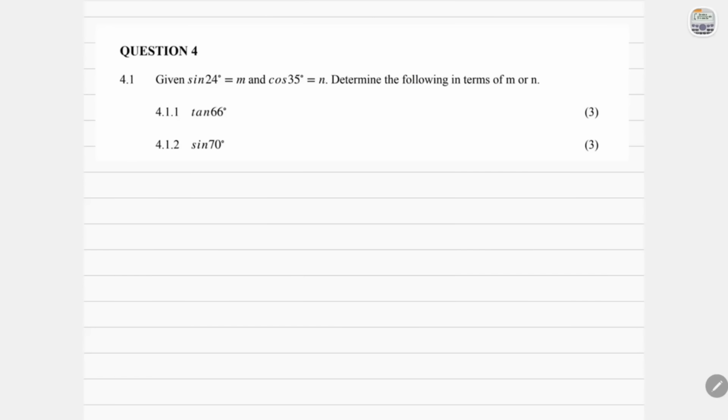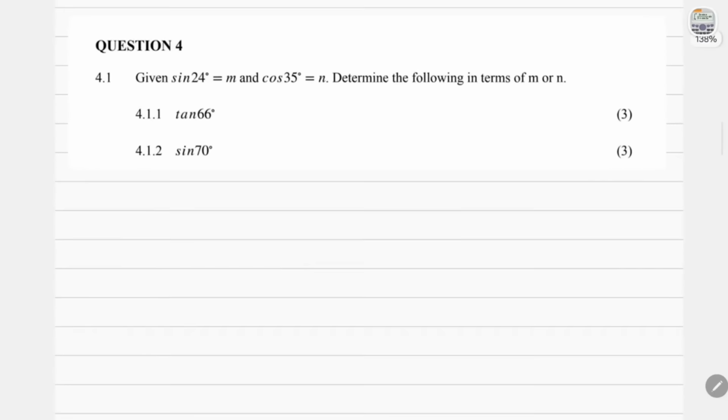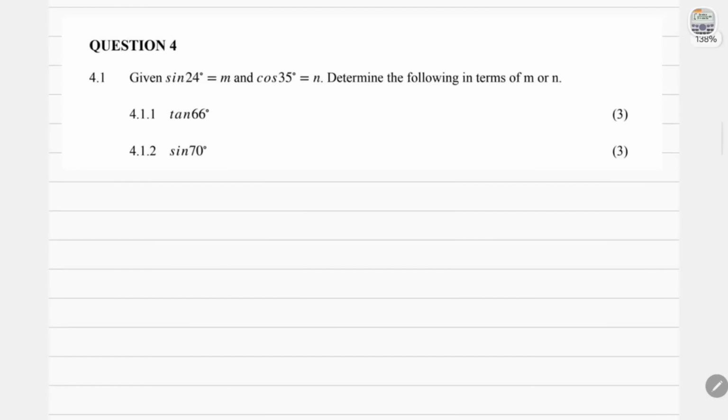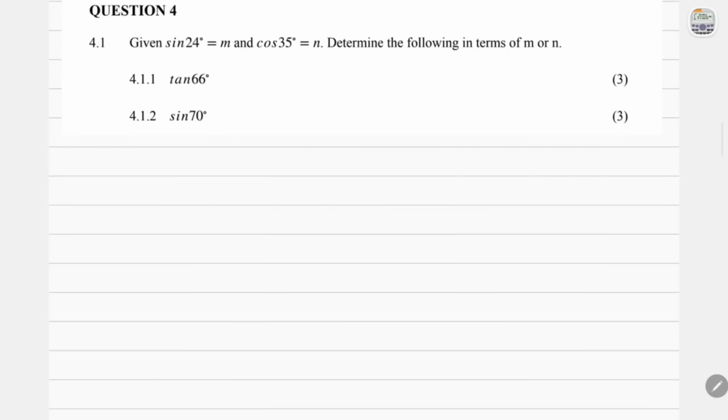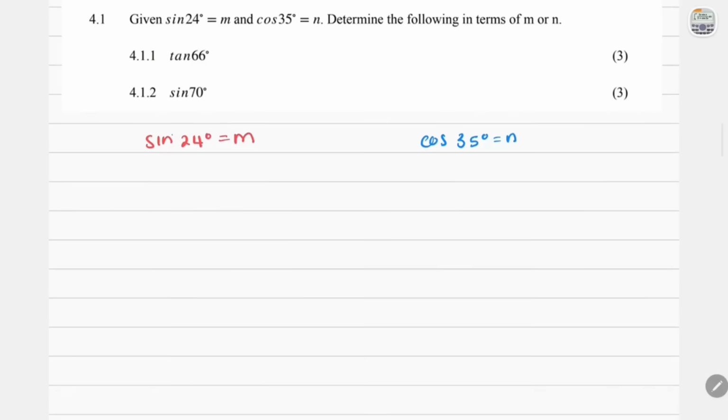Question 4.1 says, given sine 24 degrees is equal to m and cos 35 degrees is equal to n, so these look like trig diagrams, determine the following in terms of m or n. Since they're both diagrams, let's just draw them out. So we have sine 24 degrees is equal to m, and cos 35 degrees is equal to n. And let's draw our diagrams.